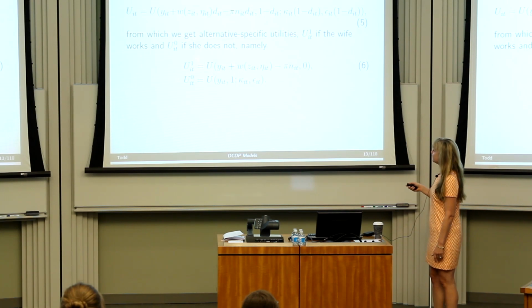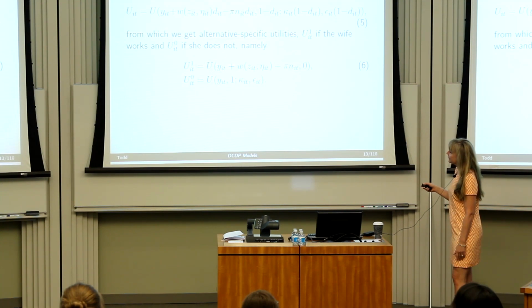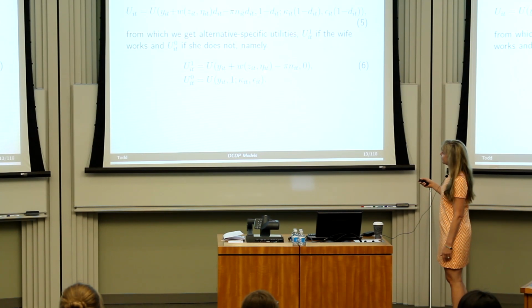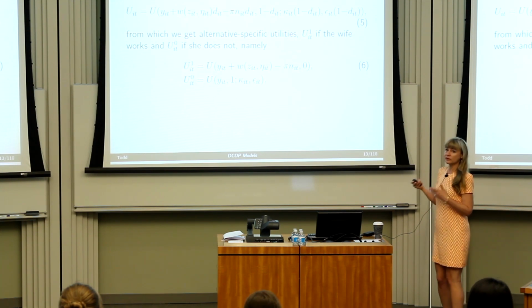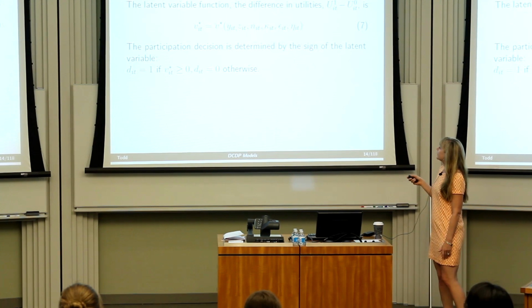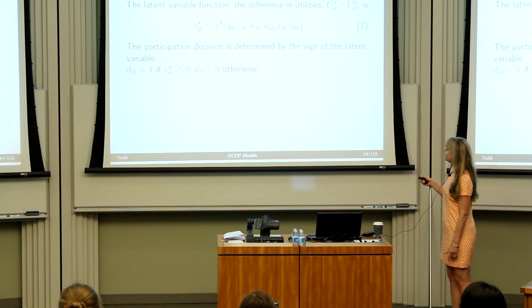If you choose to work, you get this utility: you get your husband's wage, plus you get your wage. I mean, actually, it's a joint decision. It's a household decision. But you get the man's wage, the woman's wage, but you incur the child care costs, and then the woman doesn't have any utility from leisure. Those are the two different utilities associated with the two choices. Okay. And so that's the latent variable function, just the difference in utilities, and you participate if that's greater than or equal to 0.